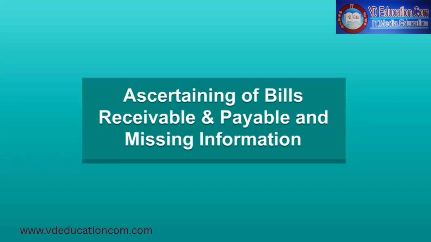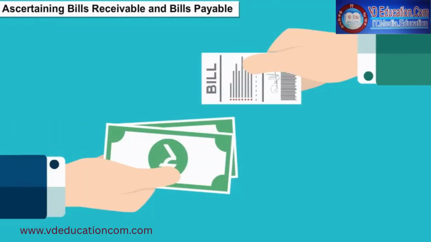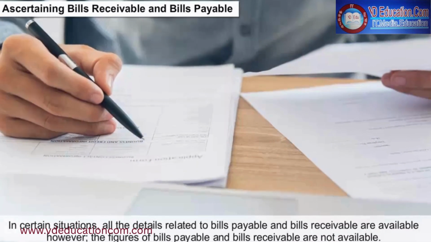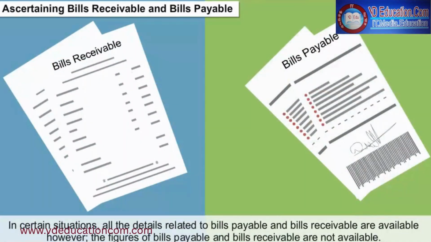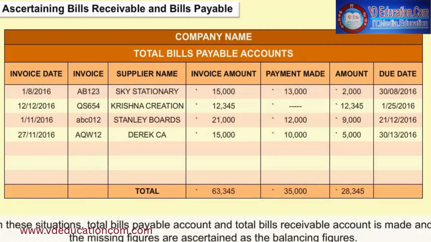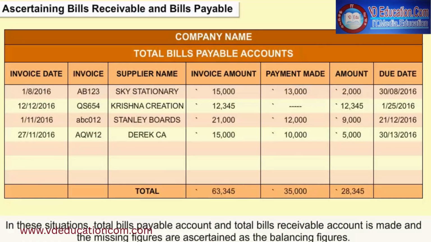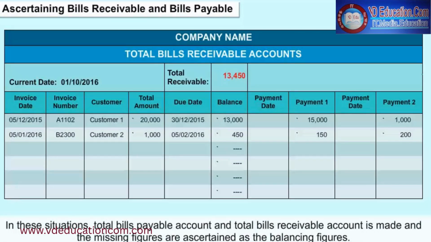Ascertaining bills receivable and payable and missing information. Ascertaining bills receivable and bills payable. In certain situations, all the details related to bills payable and bills receivable are available. However, in others the figures of bills payable and bills receivable are not available. In these situations, a total bills payable account and a total bills receivable account are made and the missing figures are ascertained as the balancing figures.